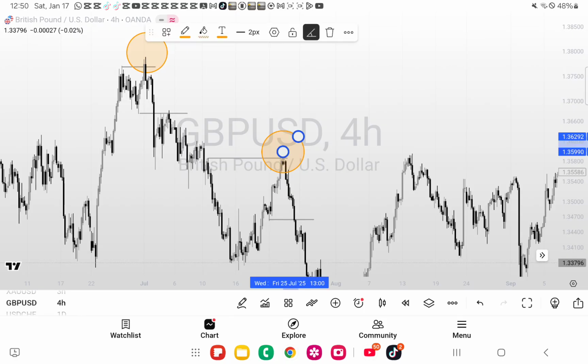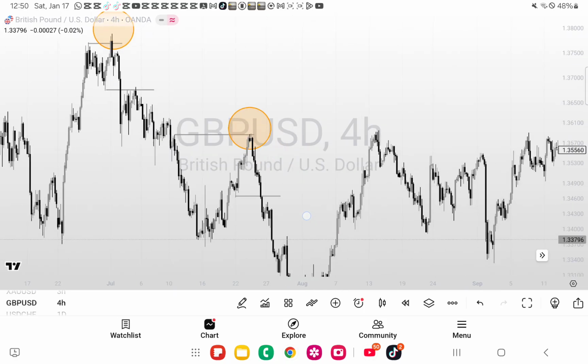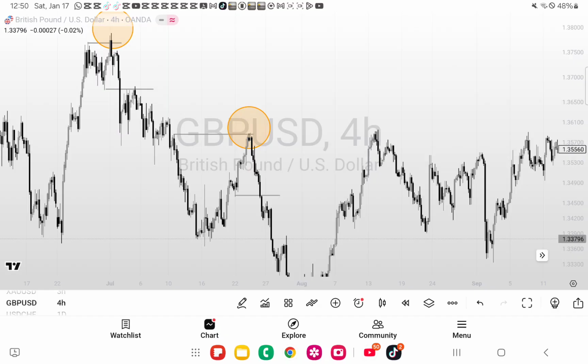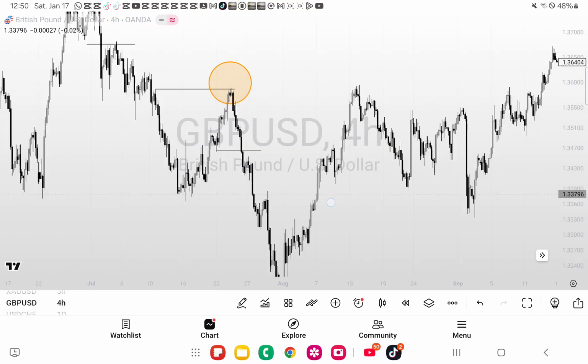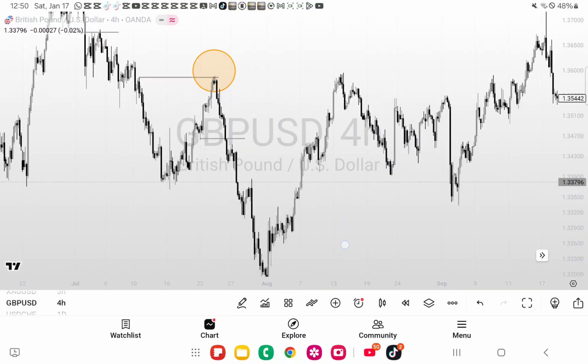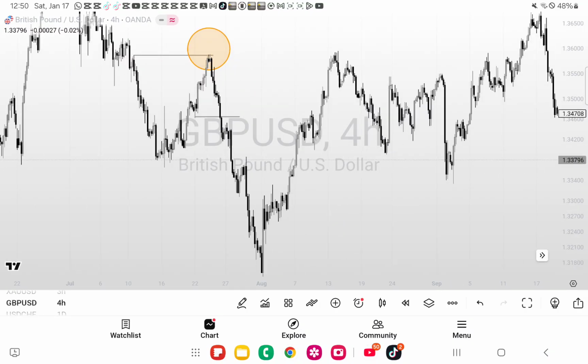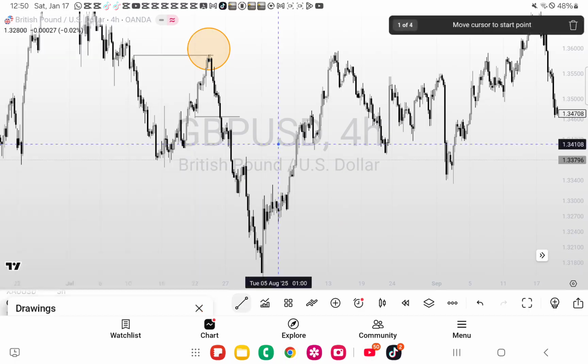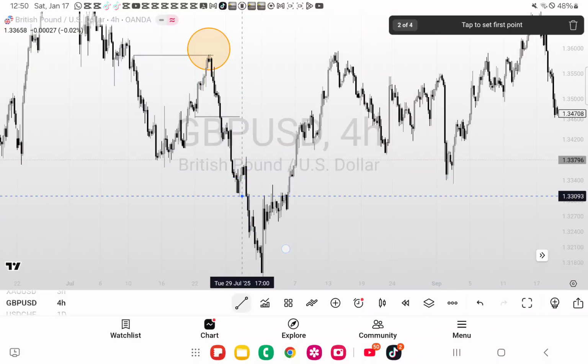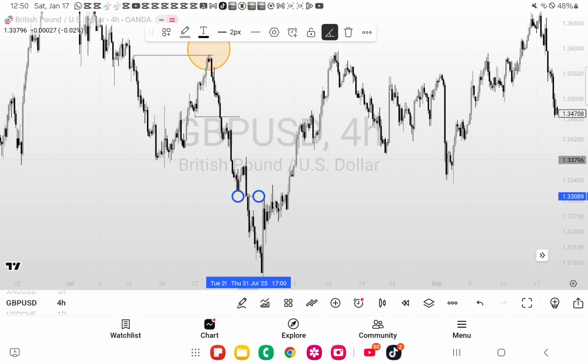So this is the second strong high that we have. Let's continue to mark it. We have a break of structure here, but there was no liquidity sweep, so we should not consider this one as a strong high. I'm talking about this break of structure to the downside. There was no liquidity sweep on the high, so that is not a strong high.